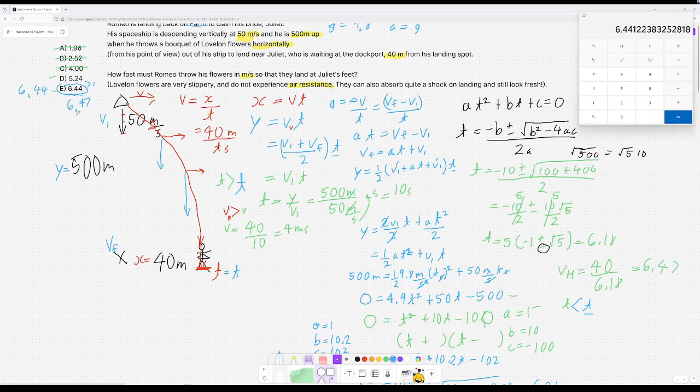The takeaways from this are, always draw a diagram first. The diagram you're drawing is the most important thing you do, because this helps you understand all the parts of the equation. So first, the diagram is most important.